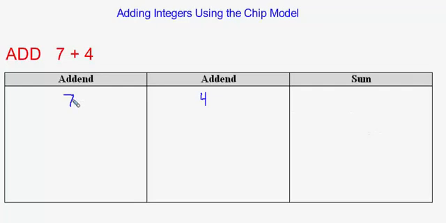Because the 7 is positive, using the chip model, I would write down the equivalent of 7 positive chips by writing 7 plus symbols. Once you have your 1, 2, 3, 4, 5, 6, 7 positive chips representing the number 7, we do this again with the number 4. It being positive would give us 4 positive chips.